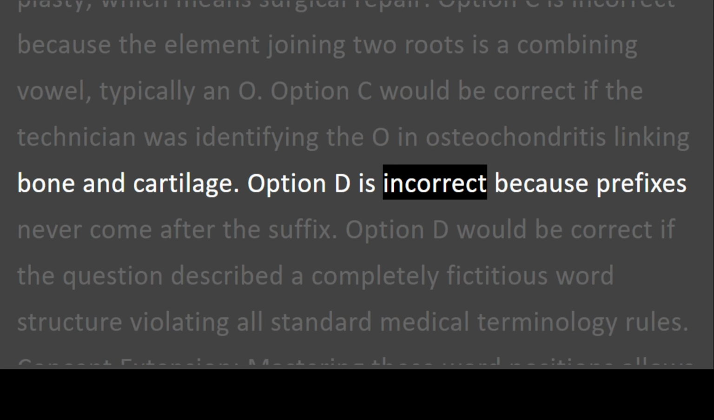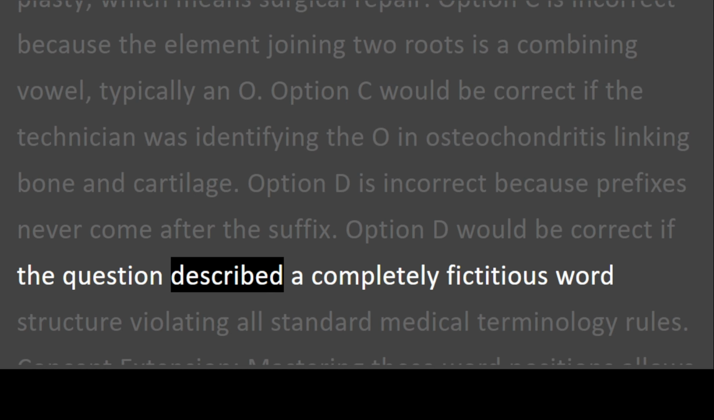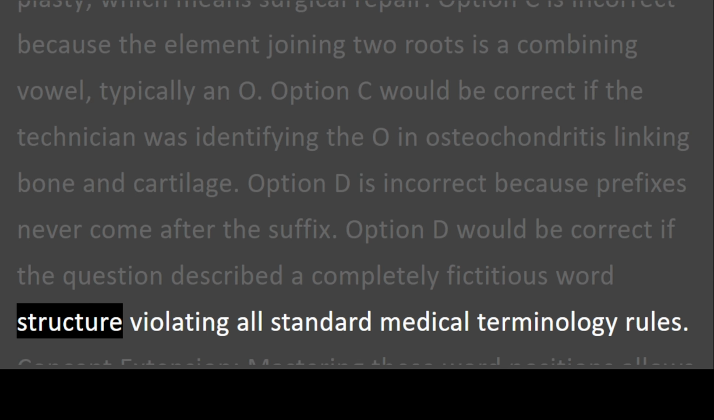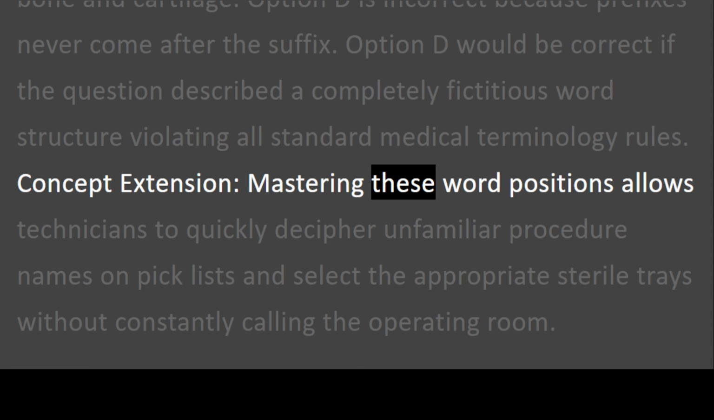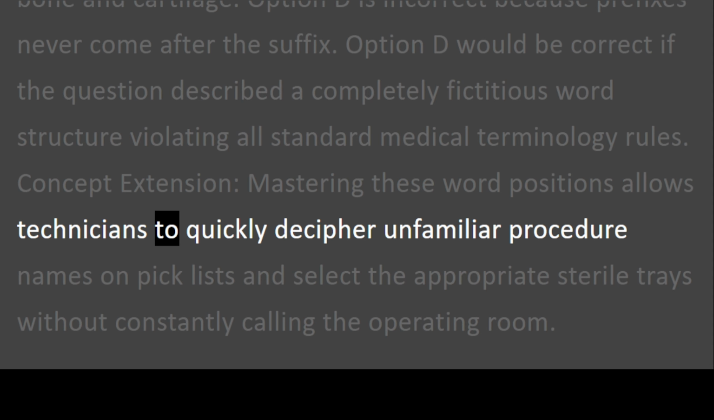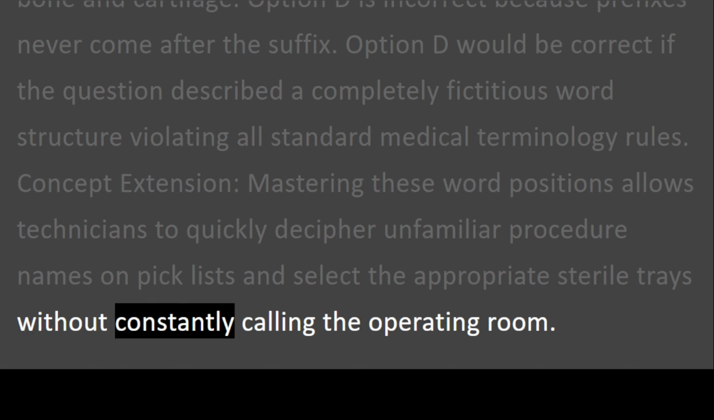Option D is incorrect because prefixes never come after the suffix. Option D would be correct if the question described a completely fictitious word structure violating all standard medical terminology rules. Concept extension. Mastering these word positions allows technicians to quickly decipher unfamiliar procedure names on pick lists and select the appropriate sterile trays without constantly calling the operating room.